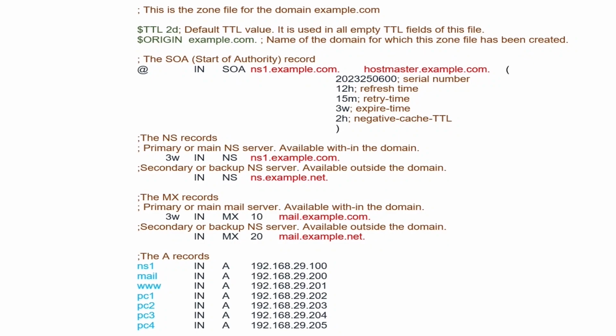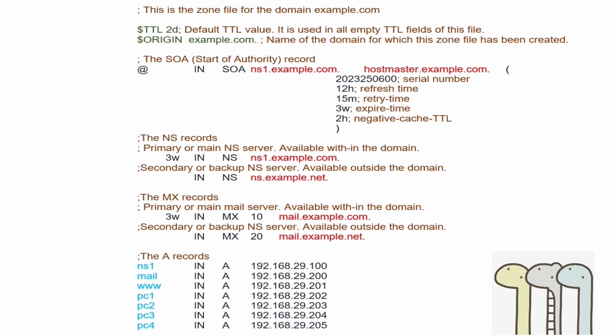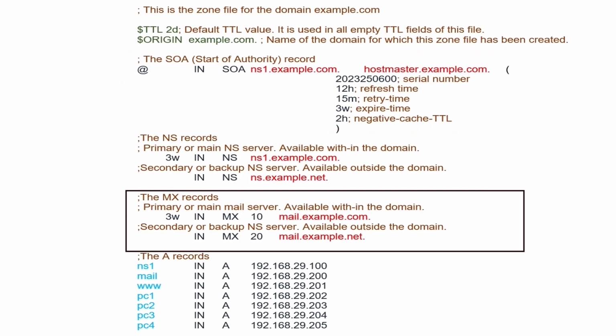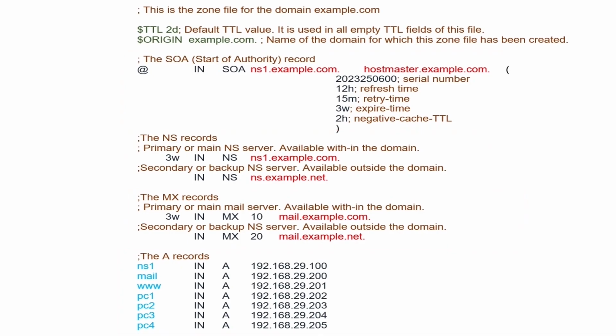A resource record defines the characteristics and properties of an entity within the domain. There are many types of resource records. The main resource record types are start of authority, name server, mail exchanger, A, quad A, and PTR. Let's understand the meaning of each record in detail.